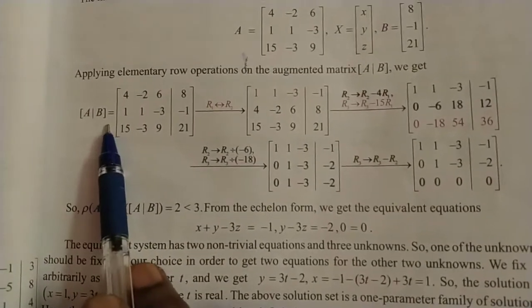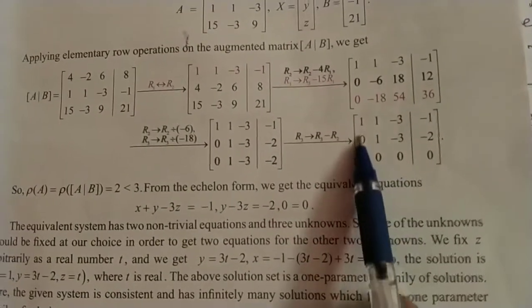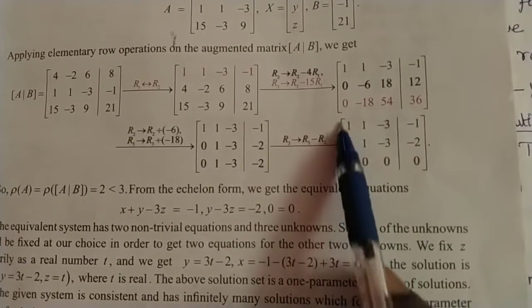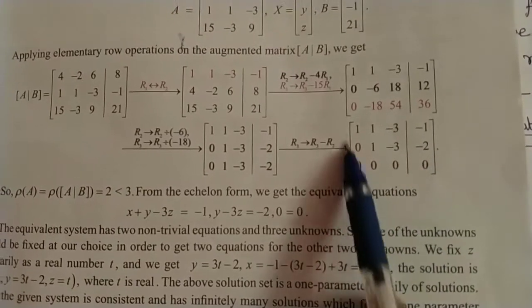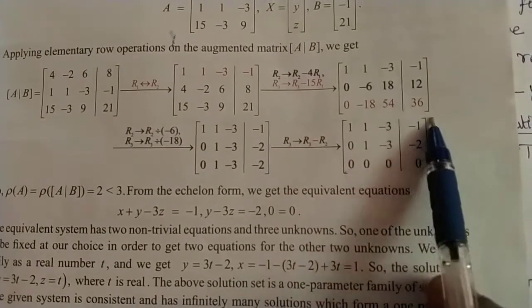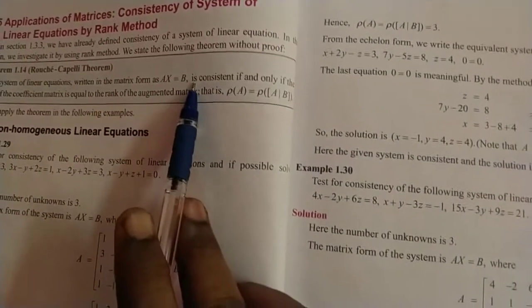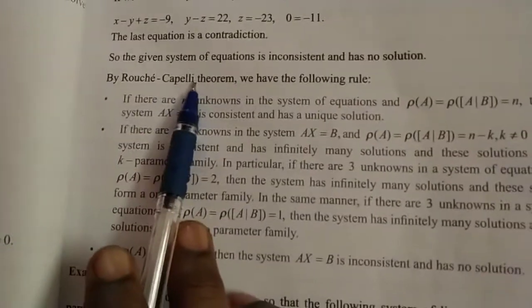Now, this one is the augmented matrix A|B. Using elementary transformations and simplifying, we get the echelon form. Now find the rank of this, equal to rho of A. Find the rank of this full matrix, called rho of A|B. If these two are equal, the system is consistent.